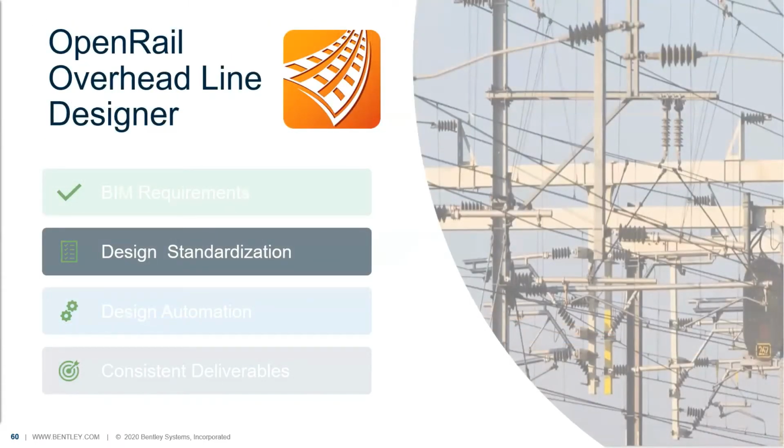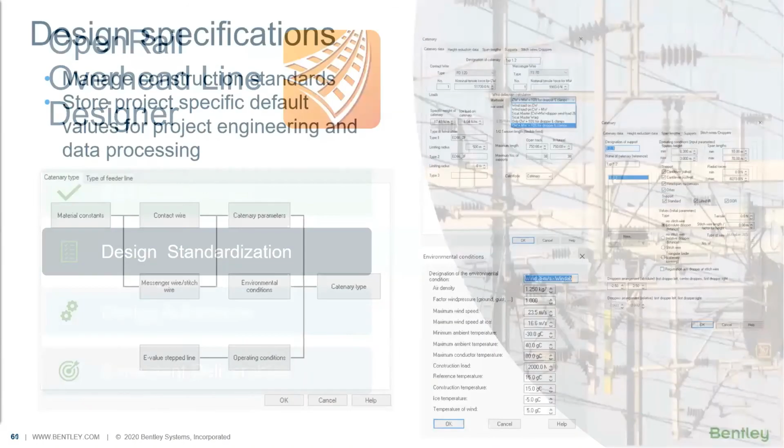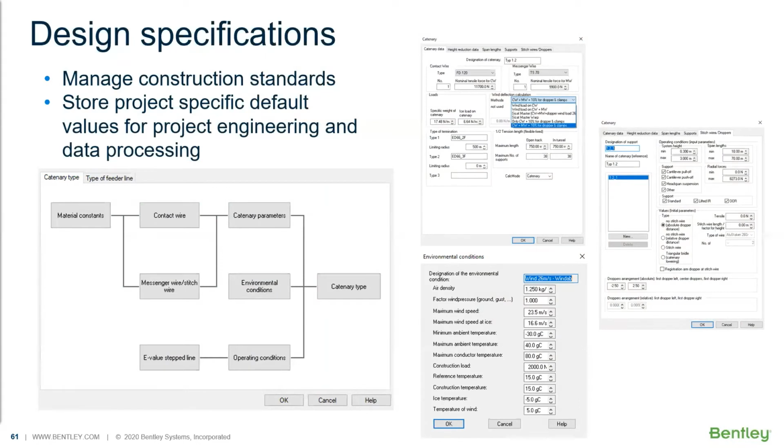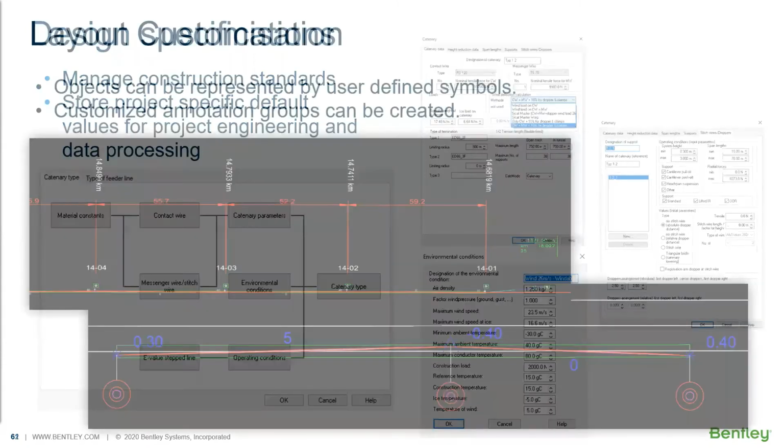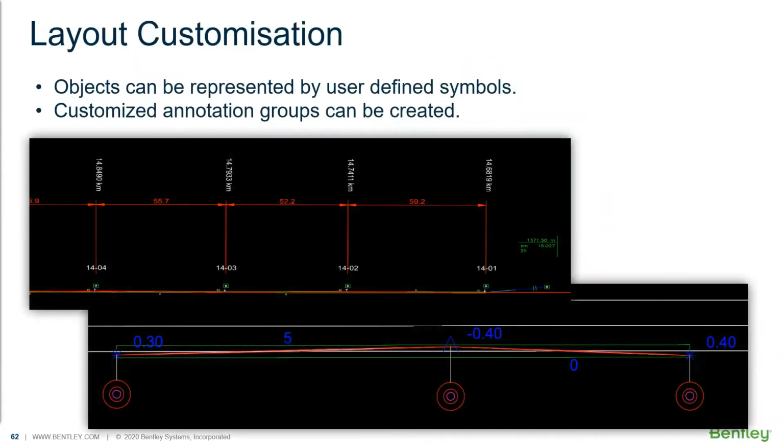And the second aim is to standardize the design. So we have the workflow where you standardize all the material constants, the contact wire parameters, messenger wires, and all the environmental conditions and such. All this is the ability of the overhead line designer to put in the parameters so that as you design things within the model, everything will follow suit.